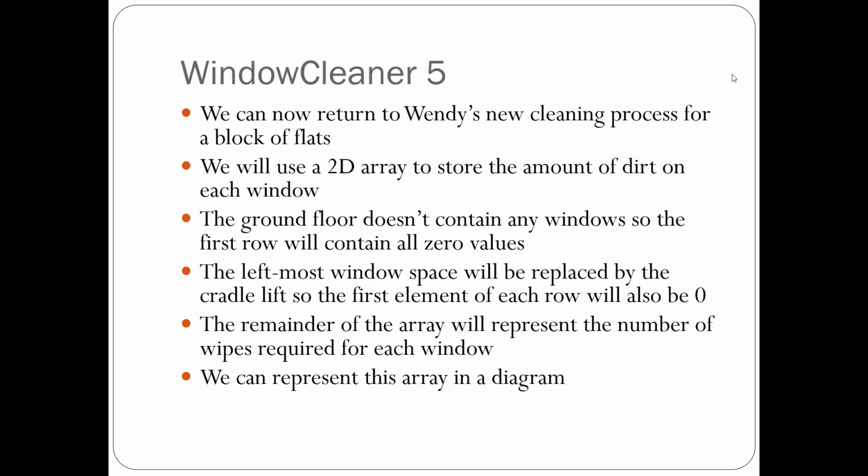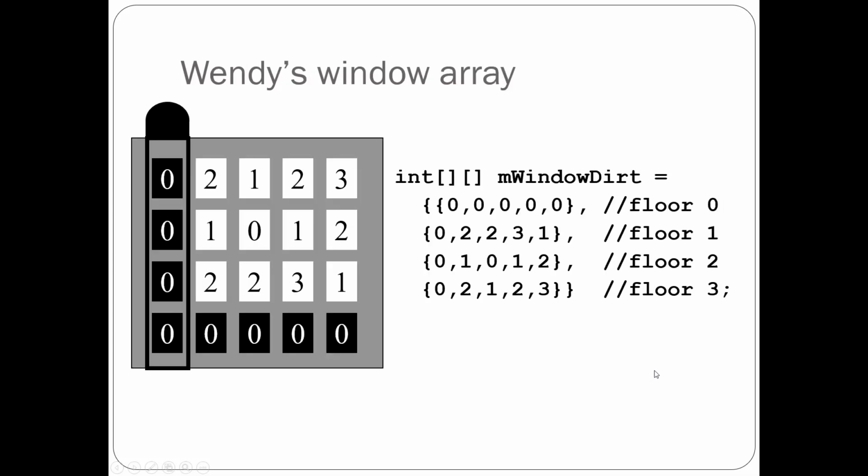Okay, so everything that we've learned so far we can now apply to the latest incarnation of the window cleaner class, which is window cleaner 5. We're going to use a two-dimensional array to store the amount of dirt on each window. The only difference is that the ground floor hasn't got any windows, so all the first row will be zeros, and the leftmost window space for each floor, i.e. window 0 on each floor, is being used by the cradle lift. So each of the elements in that will be 0 as well. But the rest of the array represents all the dirt on all the windows. So it looks a little bit like that.